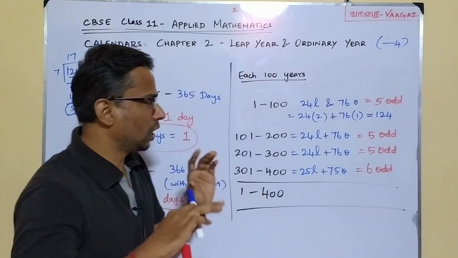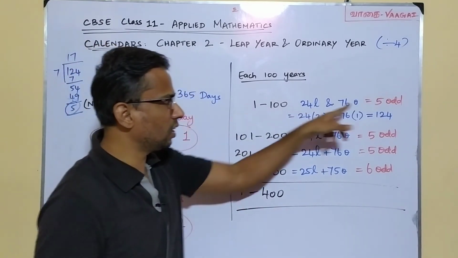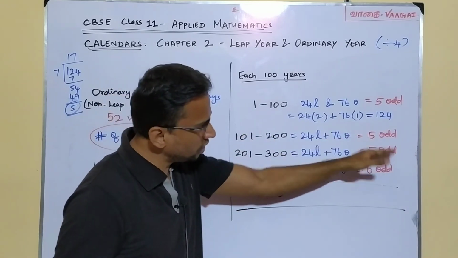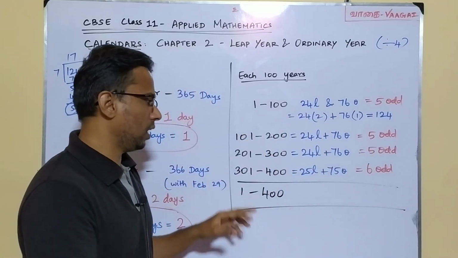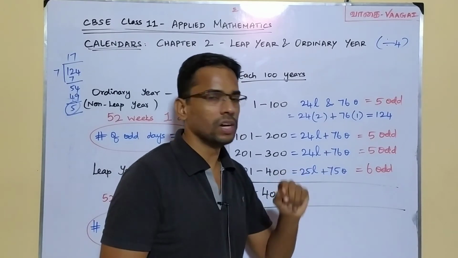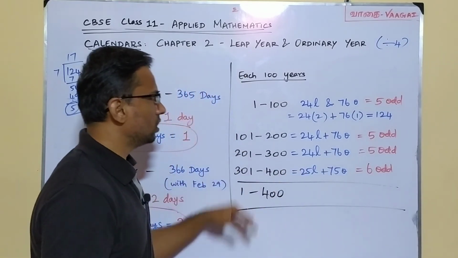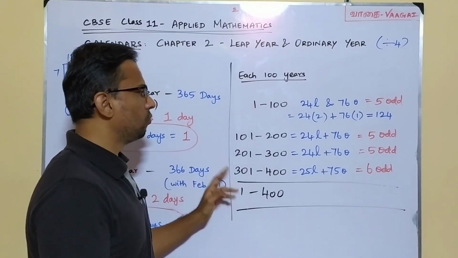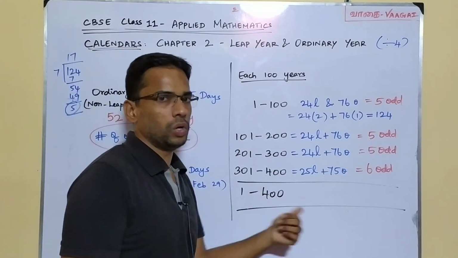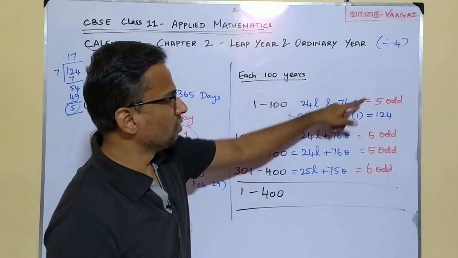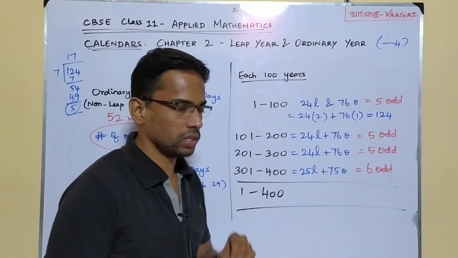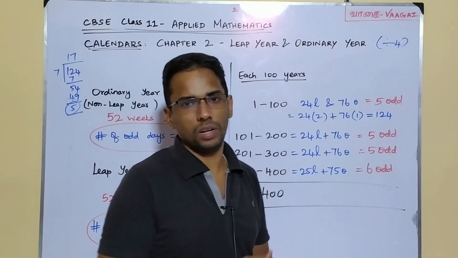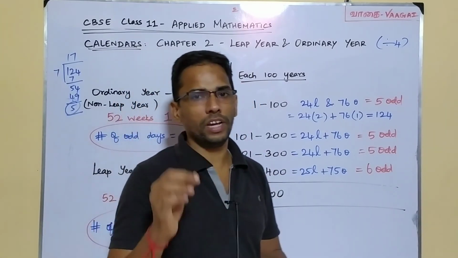That's it. Okay. So now the point is very clear. For the first 100 years you have 5 odd days. Next 100 years 5 odd days. Next 100 years again 5 odd days. But the next one, I mean 301 to 400, you have 6 odd days. And now let's try to calculate the total number of odd days for all the 400 years, I mean from year number 1 to 400. Let's see what happens. 5 plus 5 plus 5 plus 6. What is 5, 5, 5, 6? It would give you 21. Is it or not? So 21 odd days you have got.